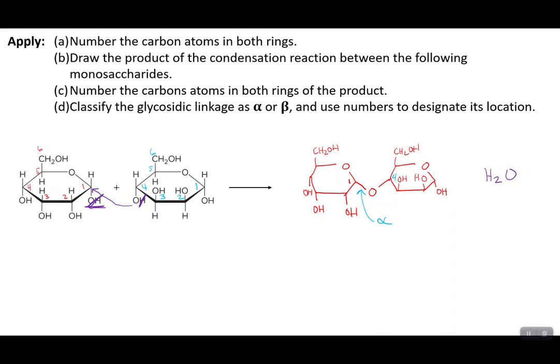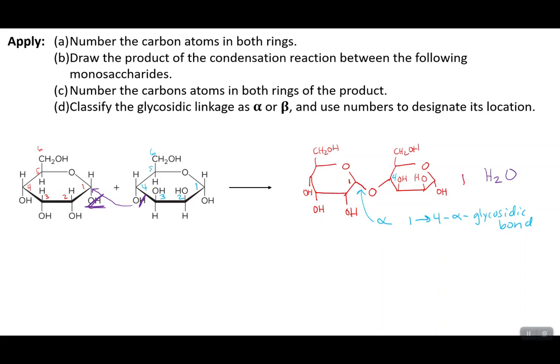a 1-4 linkage. So I will call this 1,4 alpha glycosidic, I'm going to call it a bond, glycosidic bond, but bond and linkage mean the same thing. Okay? So that is how you would do this problem.